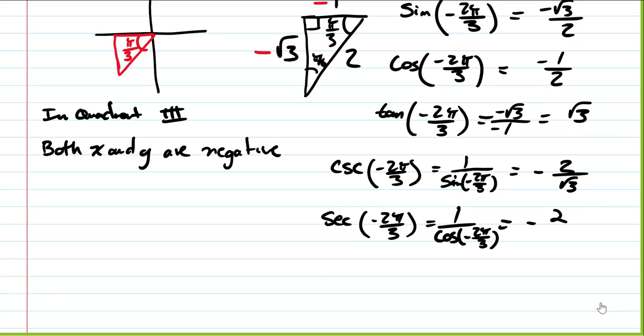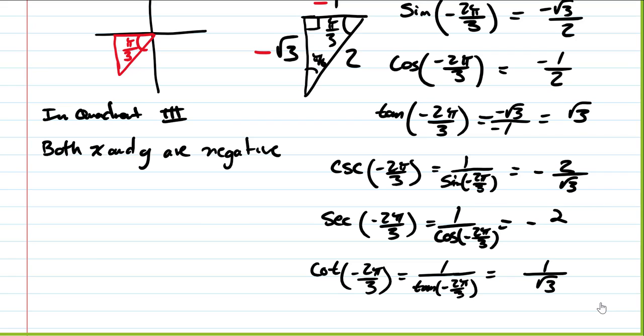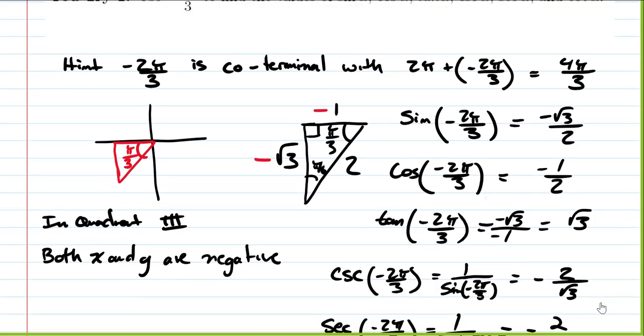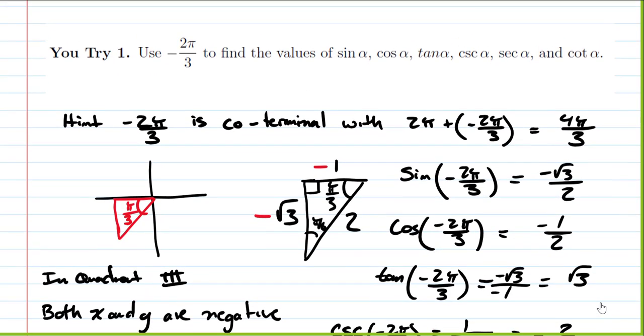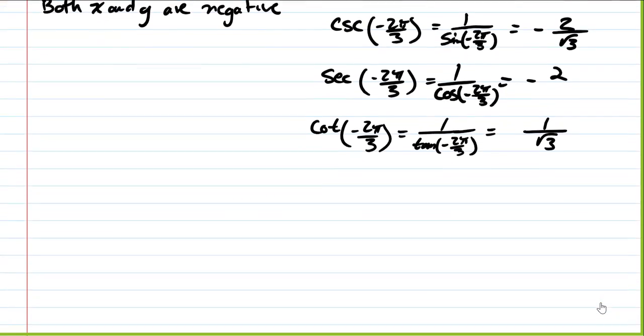And lastly, the cotangent is the reciprocal of tangent. And the reciprocal of tangent is going to be 1 over the square root of 3. So that would be the values of our 6 trigonometric functions at negative 2 pi divided by 3.